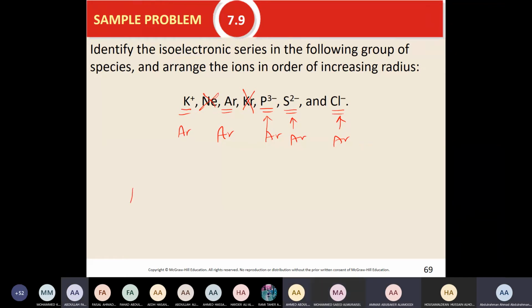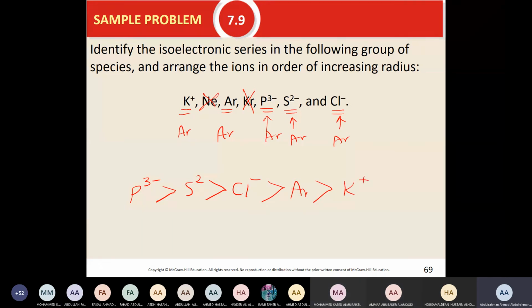P minus 3. P minus 3 is bigger than what? Then it's S minus 2. Bigger than what? Cl minus 1. Then what? Argon. Potassium. And then bigger than? Potassium.